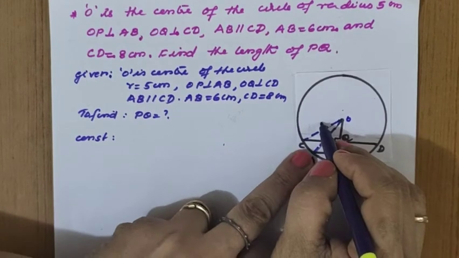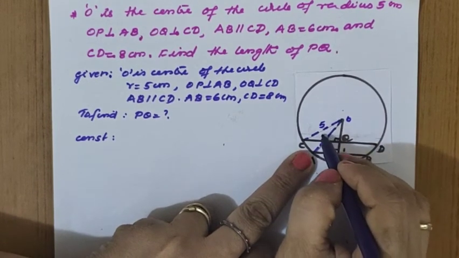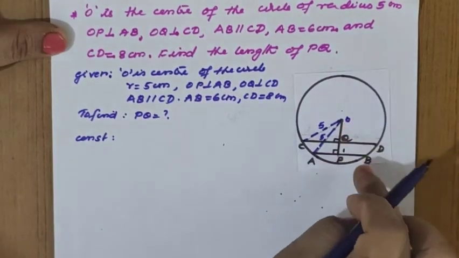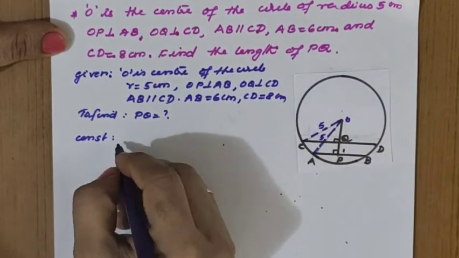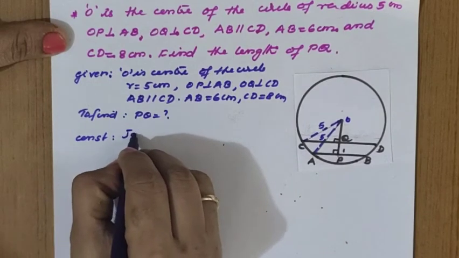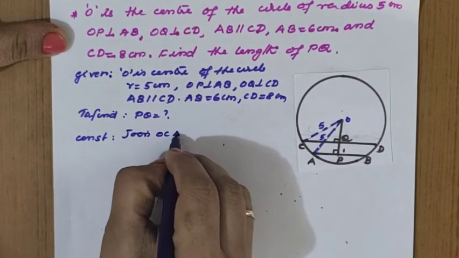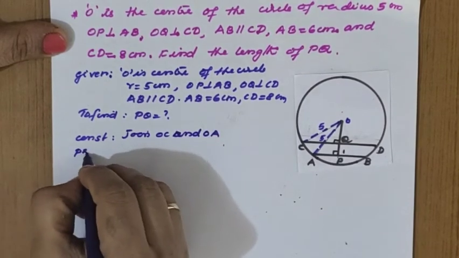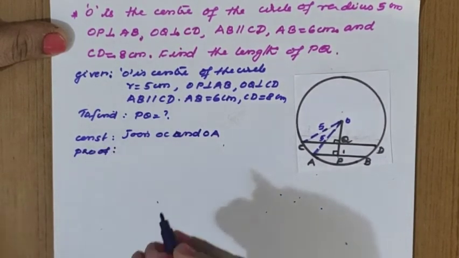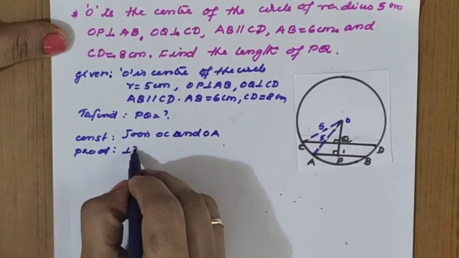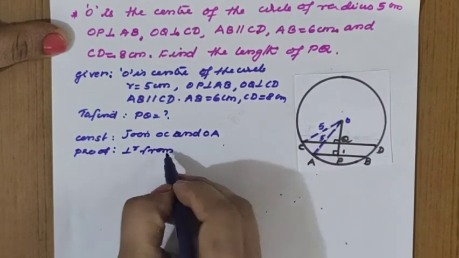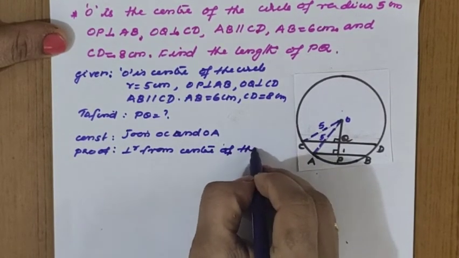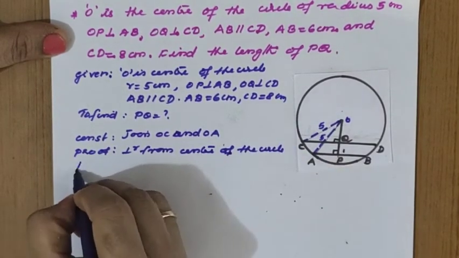So here we know that it is equal to 5 and here also it is 5 only because the radius is given. Now the perpendicular drawn from the center bisects the chord, we know that. So we will write join OC and OA. Proof. First point is that a perpendicular from the center of the circle bisects the chord.